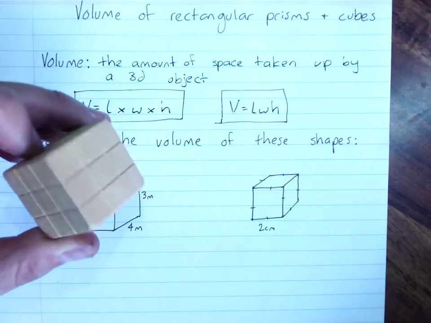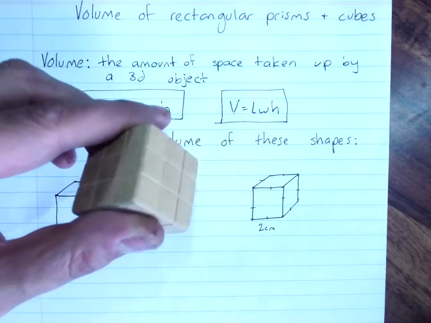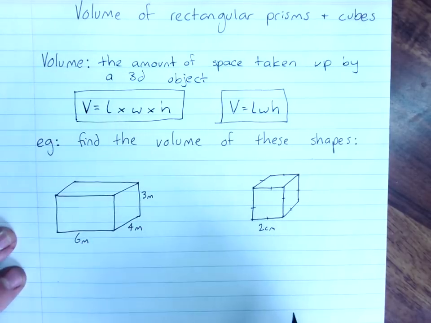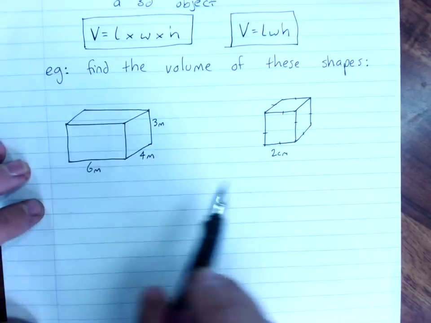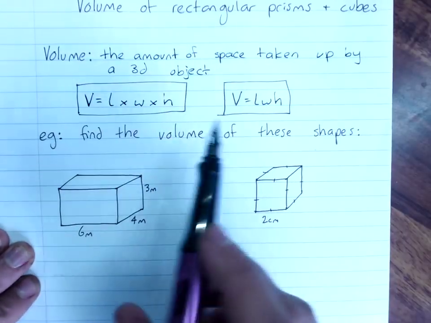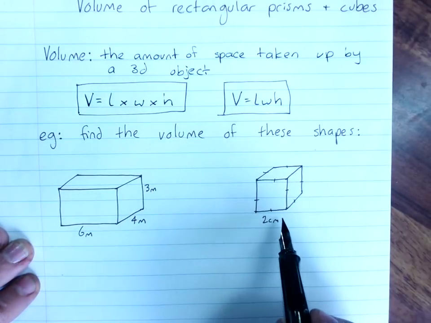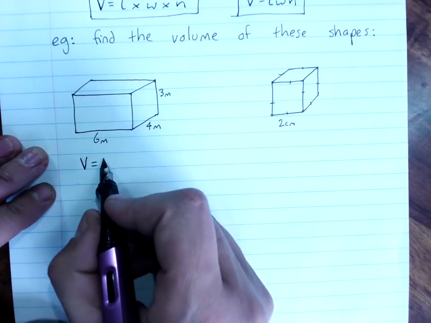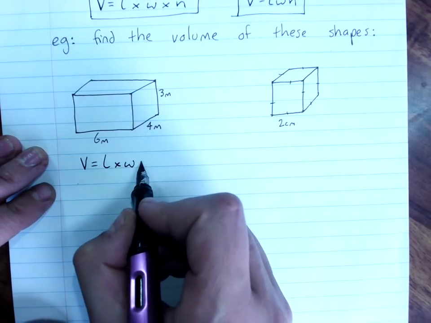Because this is measured best in centimetres, I got centimetres cubed. A very small shape would be best measured in millimetres, and I'd get millimetres cubed, and this is a very big shape. We'll get metres cubed. So, for rectangular prisms or cubes, we write the formula: volume equals length times width times height.